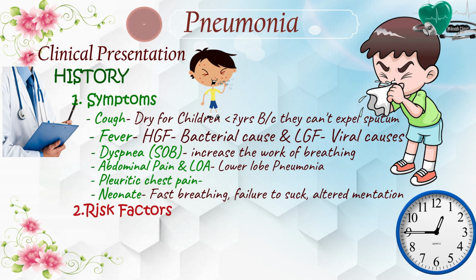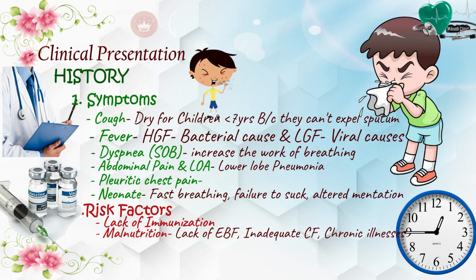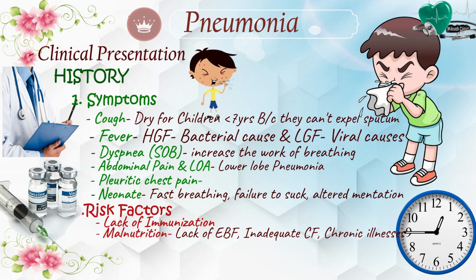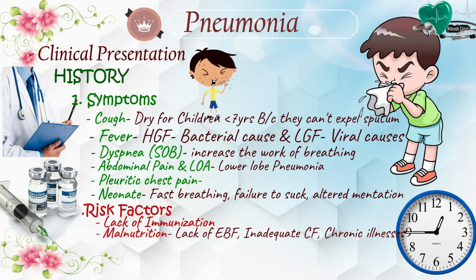One is lack of immunization. It's common in developing nations. The second one is malnutrition. Malnutrition can be primary or secondary malnutrition. Primary malnutrition is, one, from lack of exclusive breastfeeding. The other thing is due to inadequate complementary feeding. So always we have to assess the nutritional history of the child in detail.